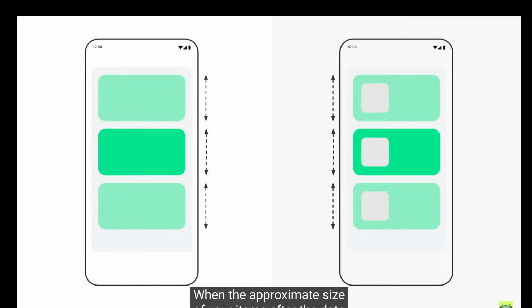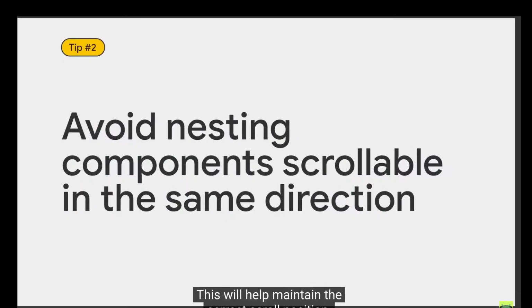When you know the approximate size of your items after the data is asynchronously loaded, a good practice is to ensure your item sizing remains the same before and after loading, for example by adding some placeholders. This will help maintain the correct scroll position.